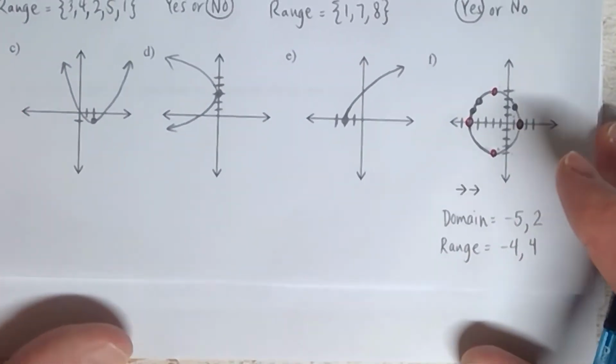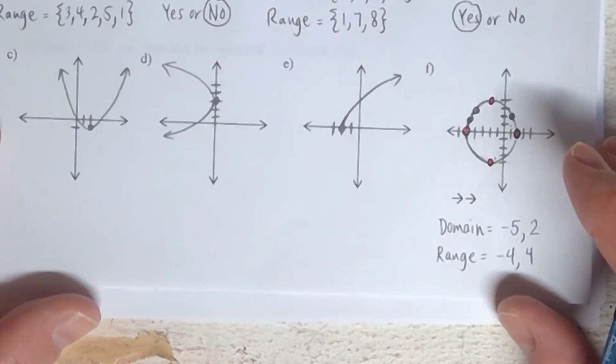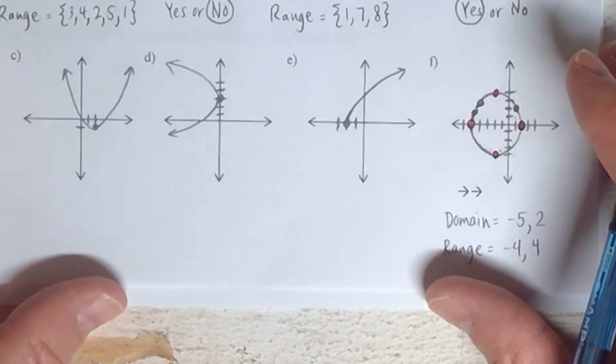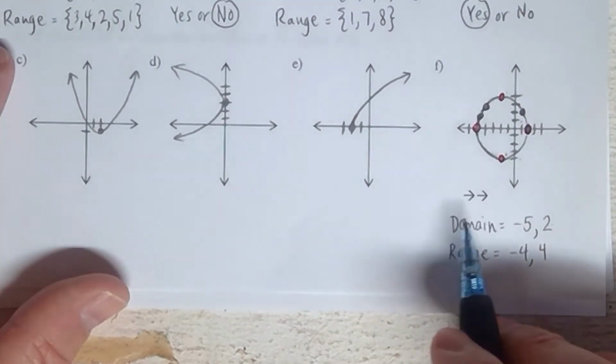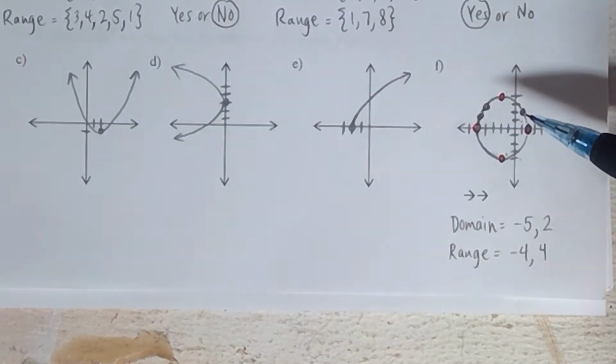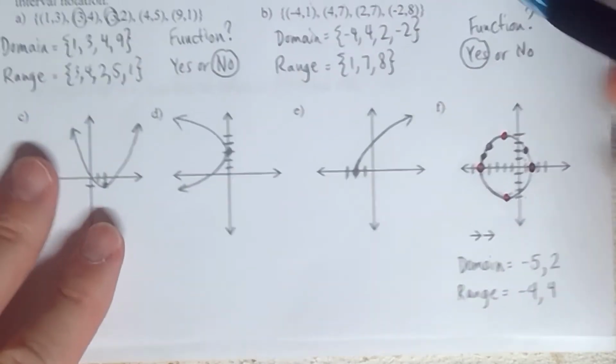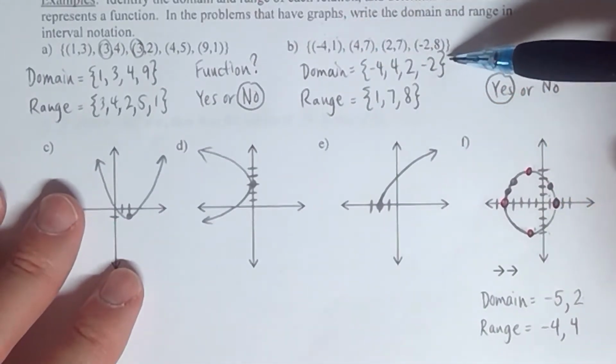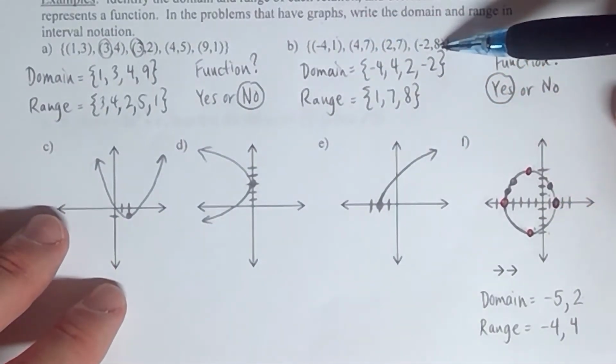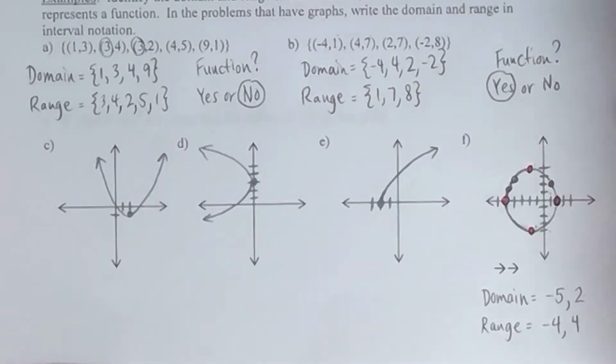Okay? So yeah, we'll see plenty more of these coming up, but that's a good first problem to start with. I'll show you how to figure out whether or not it's a function. We still got to do that too. The way you do that with a graph is different than the way you do it with just a small amount of ordered pairs like we did in A and B. It's a little bit different.